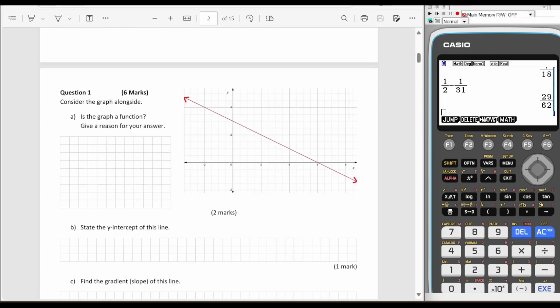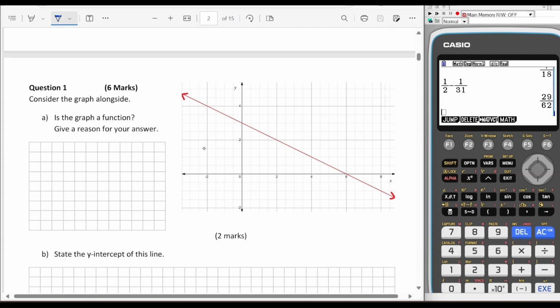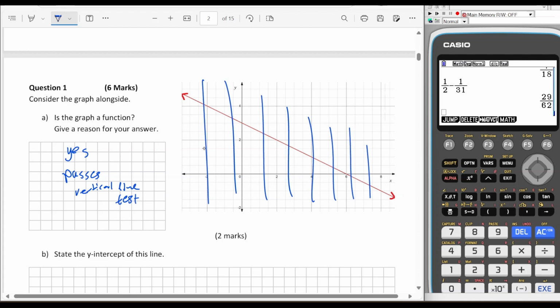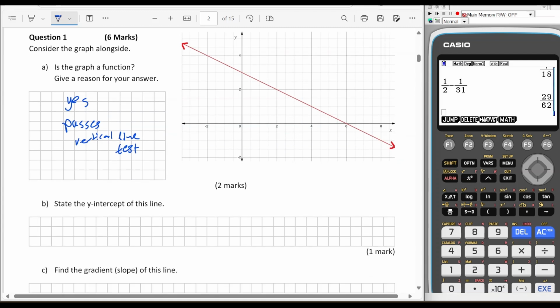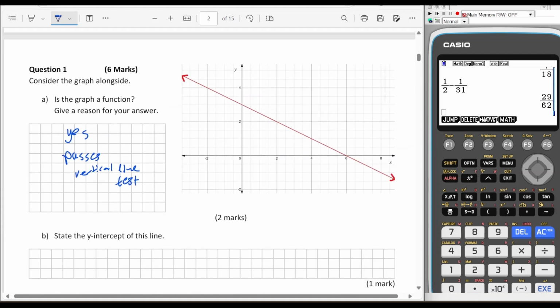Okay, so question 1, we're talking about this linear thing. Is the graph a function? The answer is yes, because it passes the vertical line test. So the vertical line test, you just chuck a bunch of vertical straight lines in there, and as long as it only hits the graph once and never more than once, then the thing is a function.